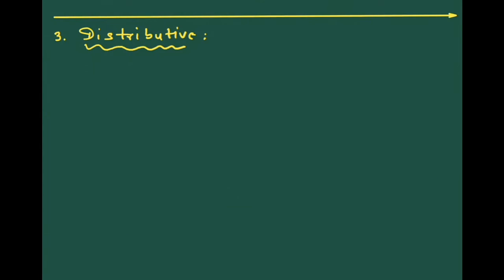The third property is vector addition is distributive. That is, if we multiply any number m with A plus B, then we will get mA plus mB.